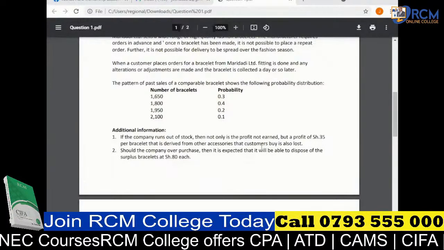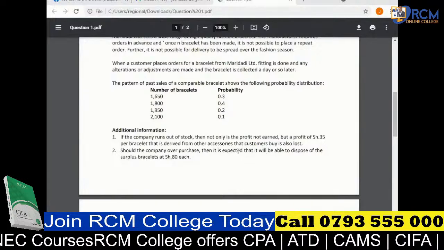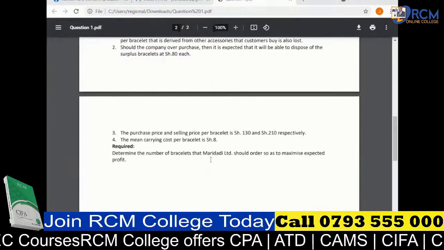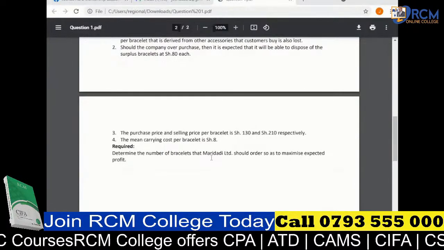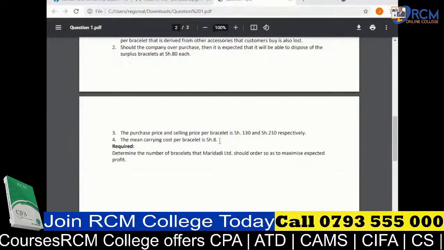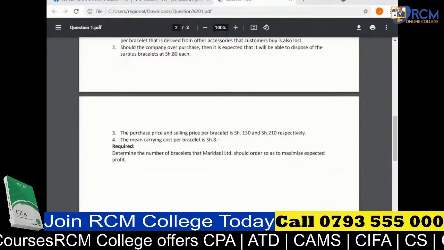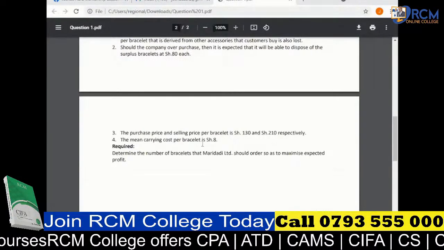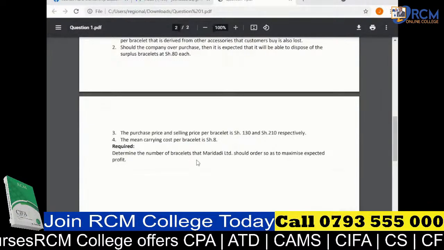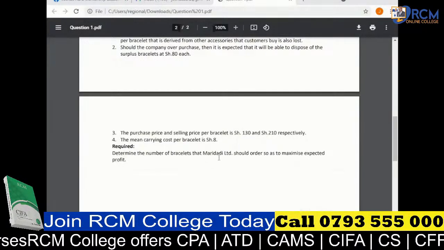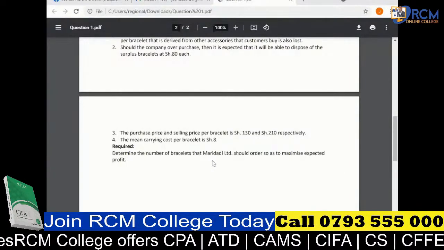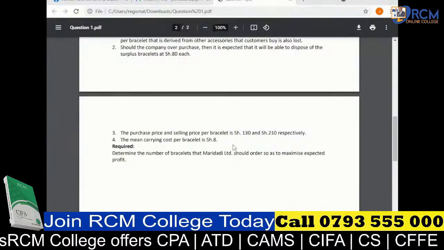Should the company overpurchase, then it is expected that it will be able to dispose of the surplus bracelets at shillings 80 each. Three, the purchase price and selling price per bracelet is 130 and 210 respectively. The mean carrying cost per bracelet is 8. Required: determine the number of bracelets that Maridadi Limited should order so as to maximize expected profit. 15 marks.